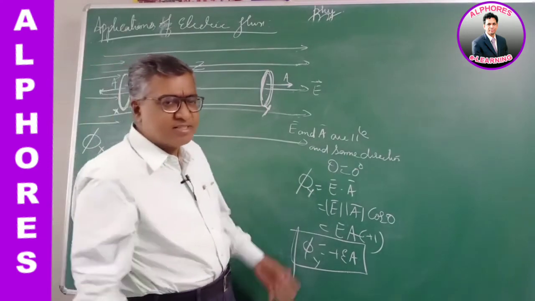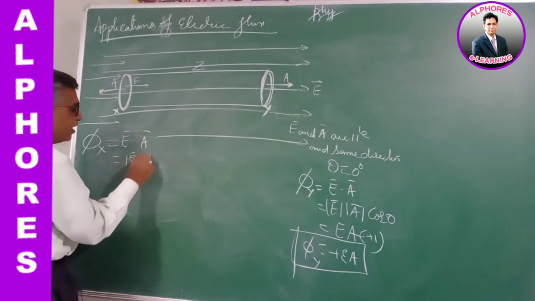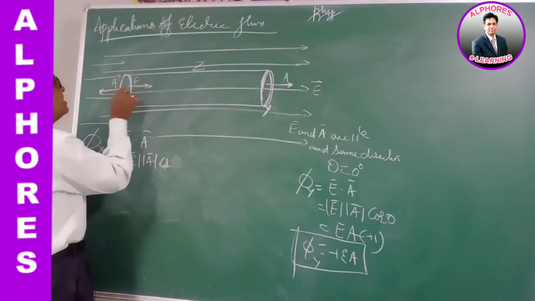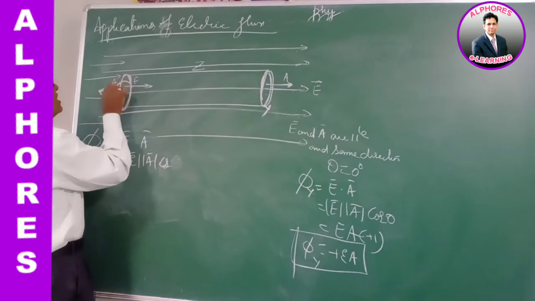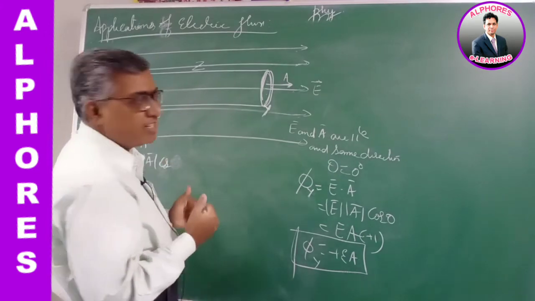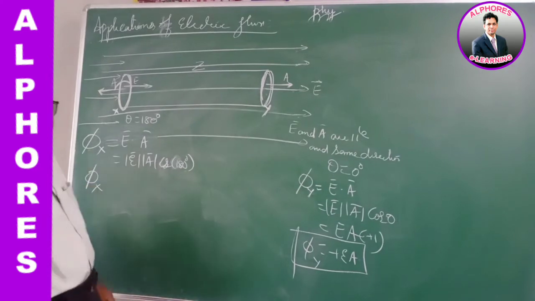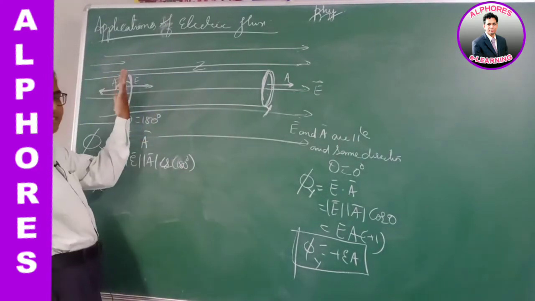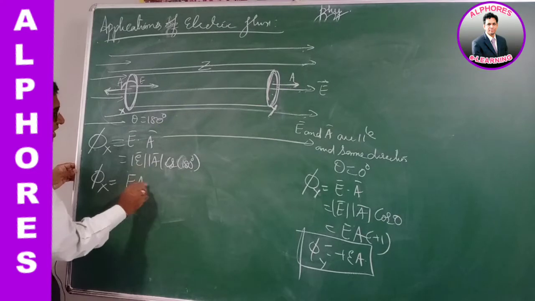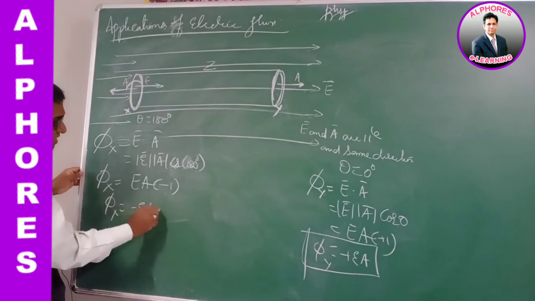The area element flux. We know the formula: flux phi is equal to E dot A. So it's mod E mod A cos of the angle. Now here, the electric field is like this, the area is like this. Both are in opposite directions, anti-parallel. The angle theta is 180 degrees, so it is cos of 180 degrees. So the flux through X, this circular element, is mod E times A times cos 180, that is minus 1. So the flux through X is equal to minus EA, right?